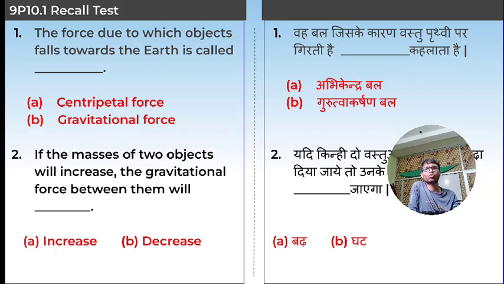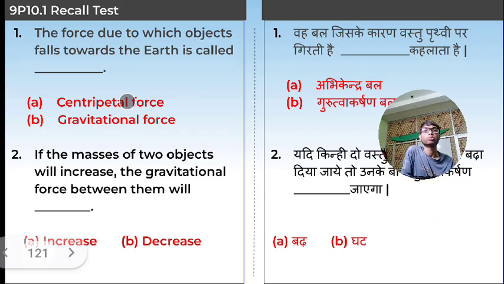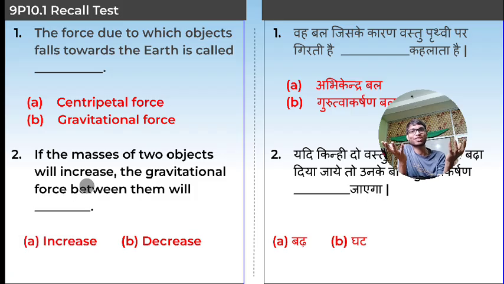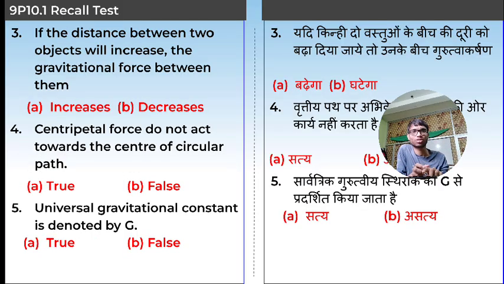The force due to which objects are pulled towards the earth is called gravitational. It is not rotating, it is falling towards the earth. So that's why this is gravitation. If the masses of the two objects increase, then what will happen? Then the gravitational force between them will also increase, because masses are increasing, and here distance is fixed. That's why both will give more force. So the answer is not mentioned.